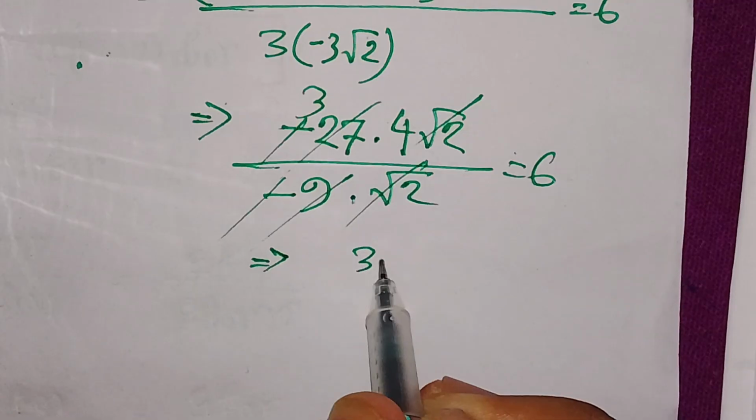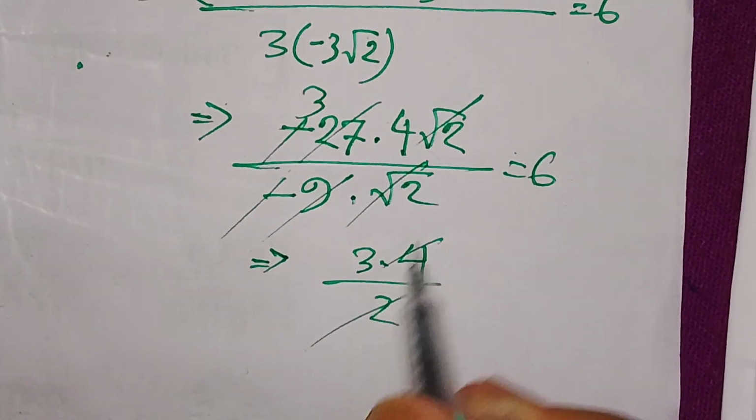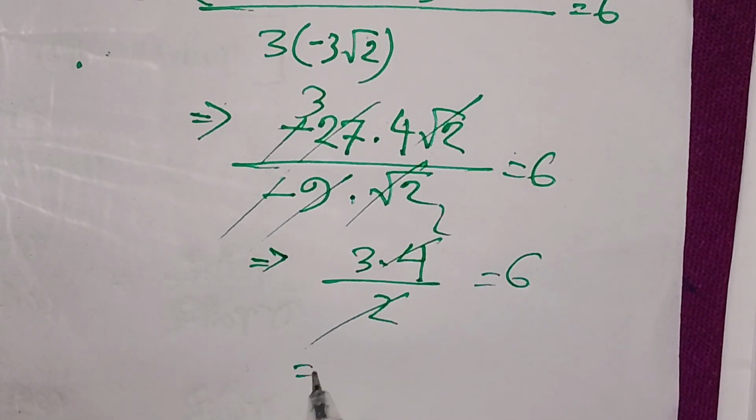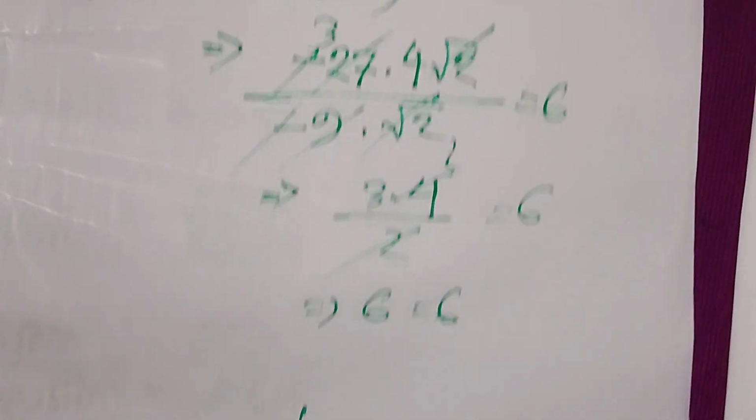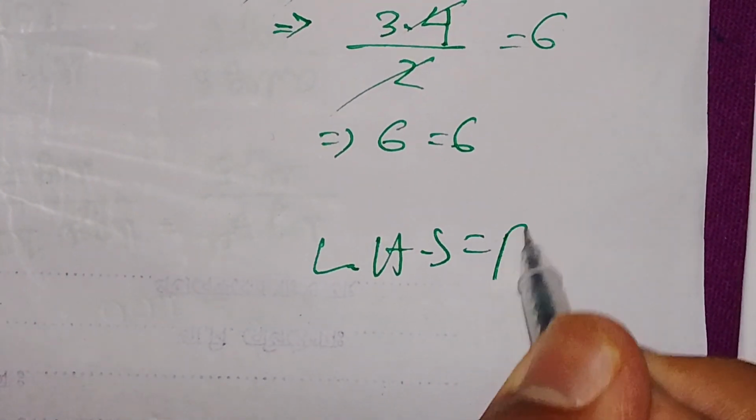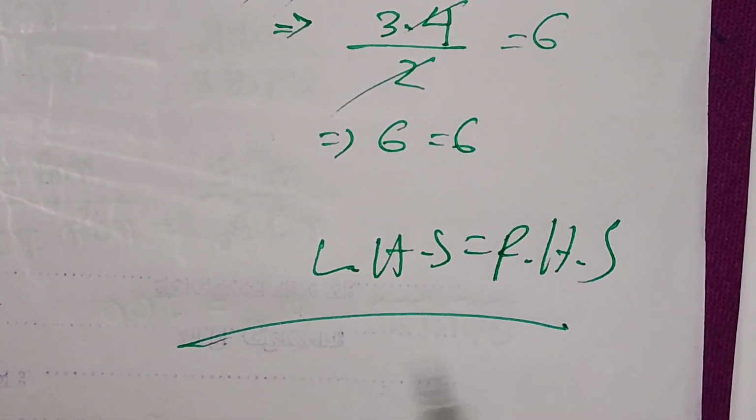So we can write 3 times 4 divided by 2, this will be cancelled out, and 6. So we can write 6 equals 6. So left hand side equals right hand side, is proved.